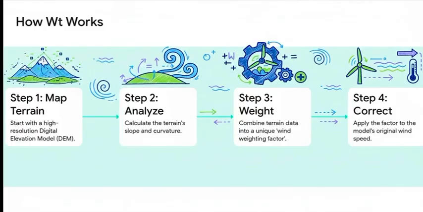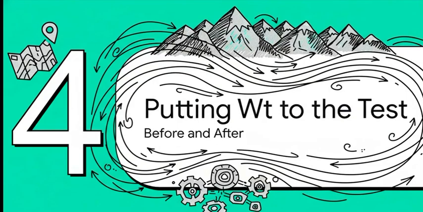And how it works is actually pretty straightforward. First, they start with a crazy detailed 3D map of the ground. Then, a computer analyzes every single nook and cranny, the slopes, the curves, everything. From all that data, it creates this unique wind weighting factor. And finally, you just apply that factor to the model's original guess, basically correcting it for what the real world actually looks like. Okay, so that all sounds great on paper. But the proof is in the pudding. Did this new method actually work when they put it to the test on those complex landscapes in South Asia?